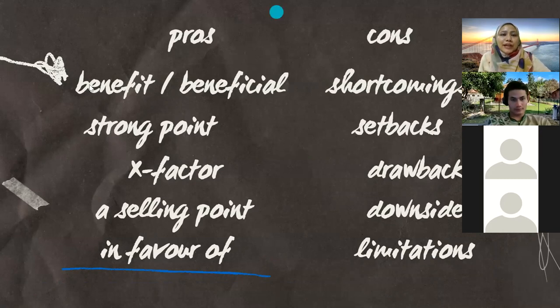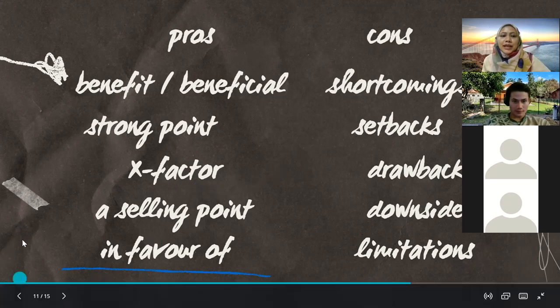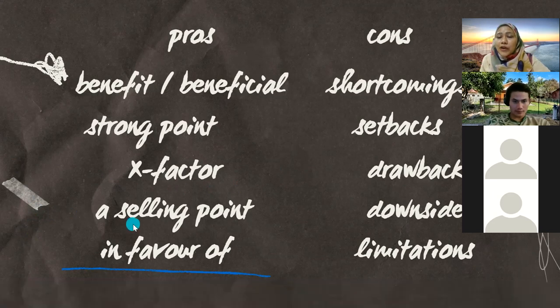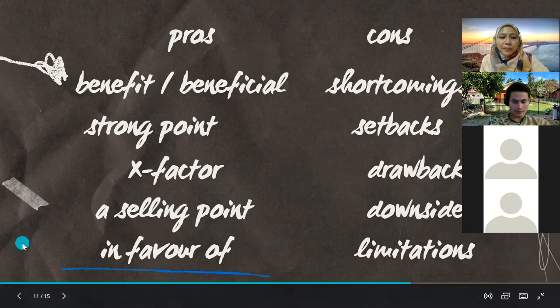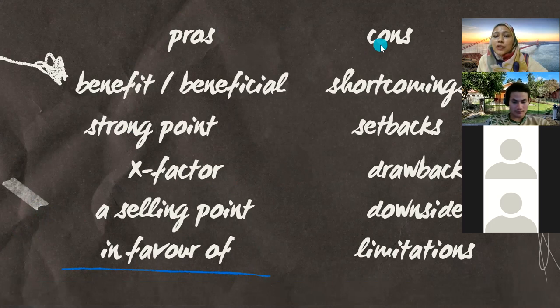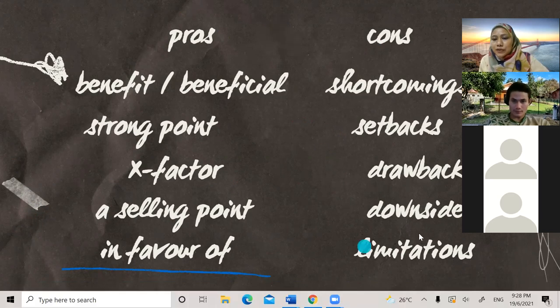Okay, so for the advantages, you can say another benefit is, or trampoline is beneficial. You can say another strong point is, and you say trampoline is the X factor that would boost our sale, for example. And then you can say creativity is a selling point for us to get a trampoline. And then you can also say trampoline is in favor of a healthy working environment. So these are more professional ways of saying advantages. What about the cons, the disadvantages? You can say one of the shortcomings, one of the setbacks, one of the drawbacks, one of the downsides, and one of the limitations. So all these are phrases and expressions to say advantages and disadvantages.